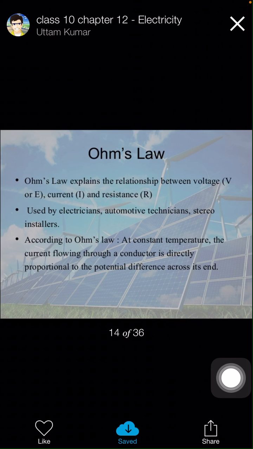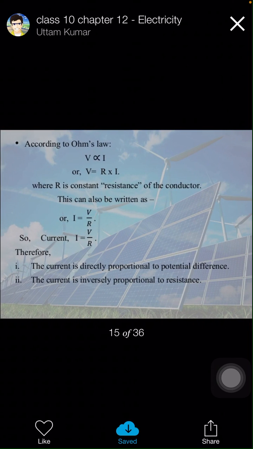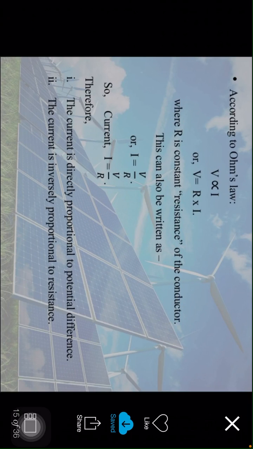According to Ohm's law, at constant temperature, the current flowing through a conductor is directly proportional to the potential difference across its ends. V is directly proportional to I, so V equals R into I, whereas R is the constant resistance of the conductor. This can also be written as I equals V by R.